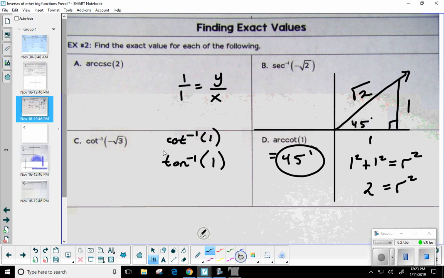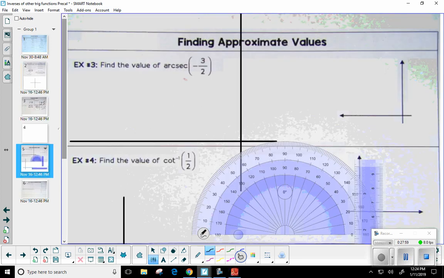Okay. Well, I'll tell you what, we'll go ahead and do one more problem, and then we are done for the day. So odds are on this next one, we can probably expect the triangle to what? So will it be special? No. Okay, well, let's try this one. Find the value of arc secant of -3/2.